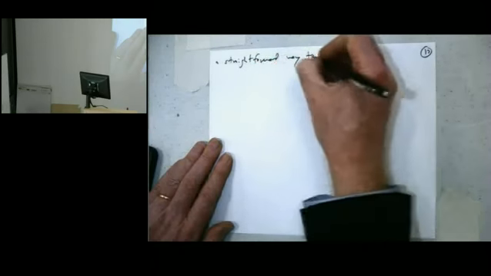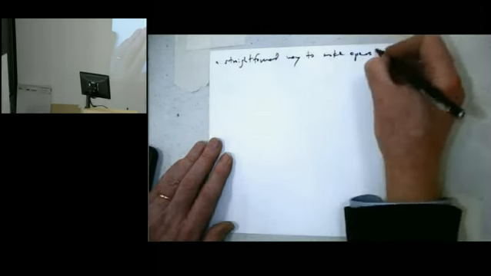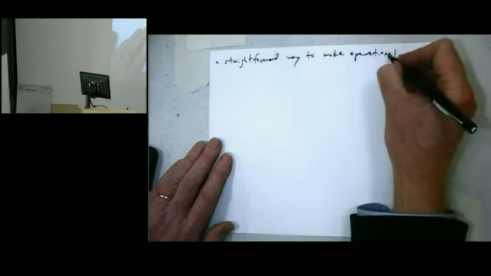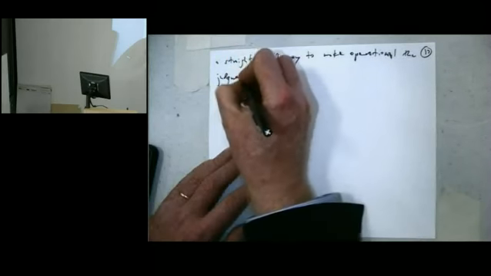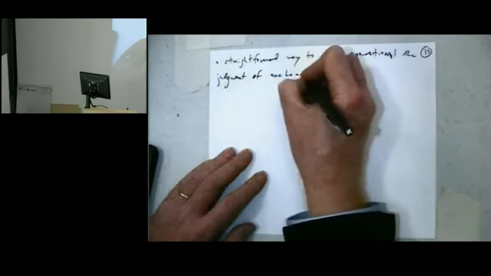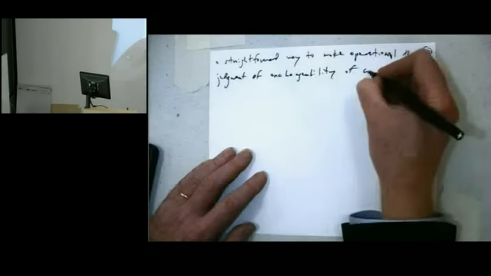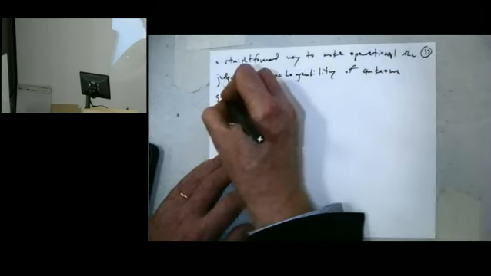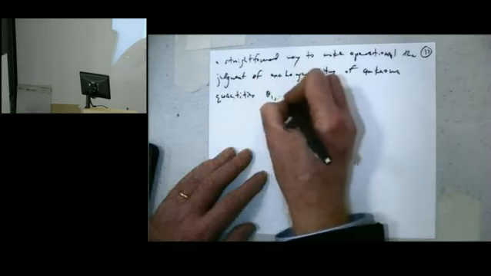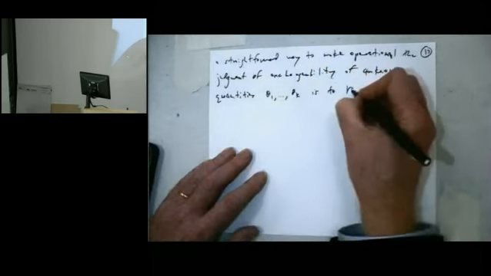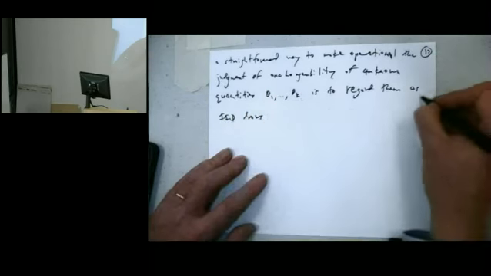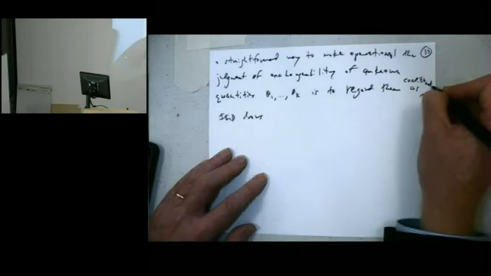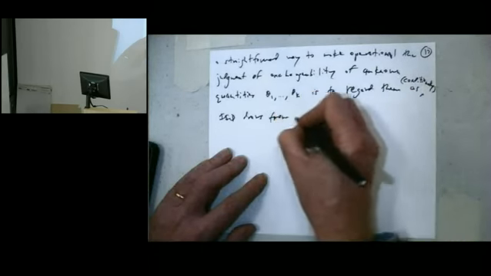A straightforward way to make operational, I have tried to avoid the nasty verb operationalize, a straightforward way to make operational the idea, the judgment of exchangeability of unknown quantities theta 1 down to theta k, let's say, is to regard them as IID draws, and it's really conditionally IID draws from the same distribution.